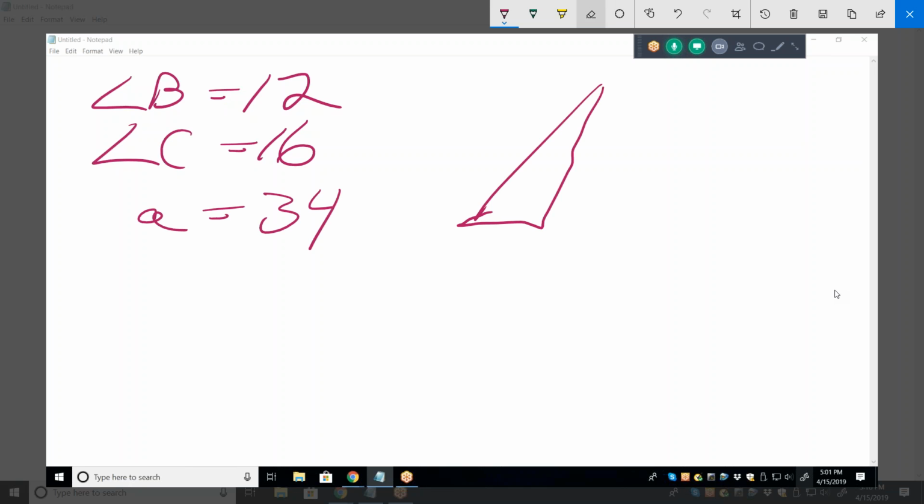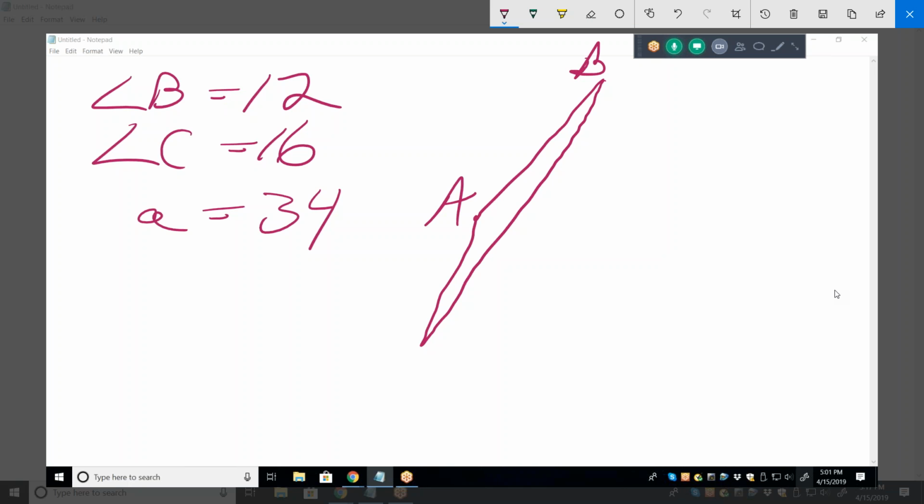Not very good. Let me draw it again. Let's see. We got B is 12. That's really small. We got C is 16. That's really small. Does that fit?